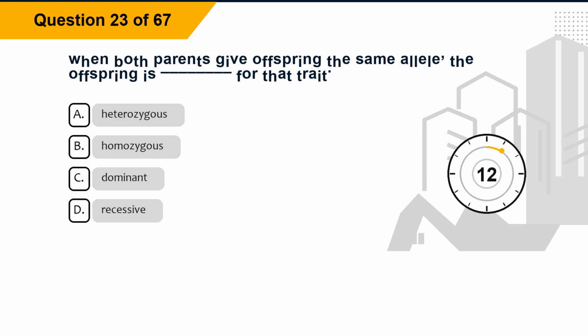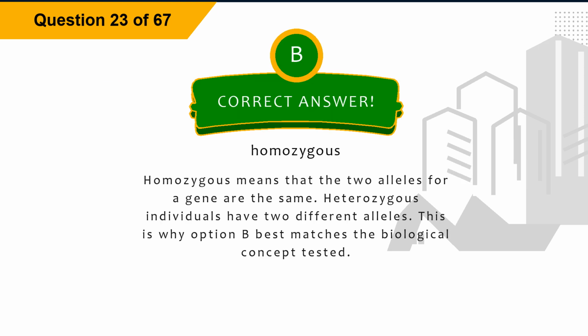Question 23. When both parents give offspring the same allele, the offspring is blank for that trait. Option A, heterozygous. Option B, homozygous. Option C, dominant. Option D, recessive. The correct answer is option B, homozygous. Explanation. Homozygous means that the two alleles for a gene are the same. Heterozygous individuals have two different alleles. This is why option B best matches the biological concept tested.